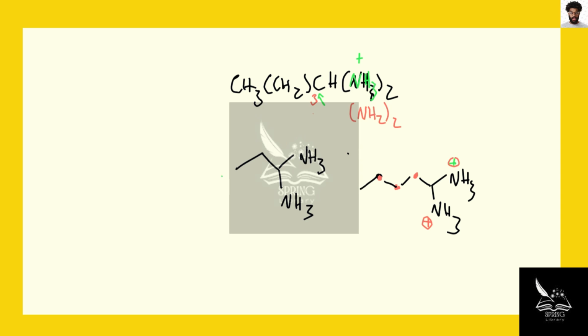This is your CH3. This is your CH2. This is your CH. And these are the two branching NH3s.